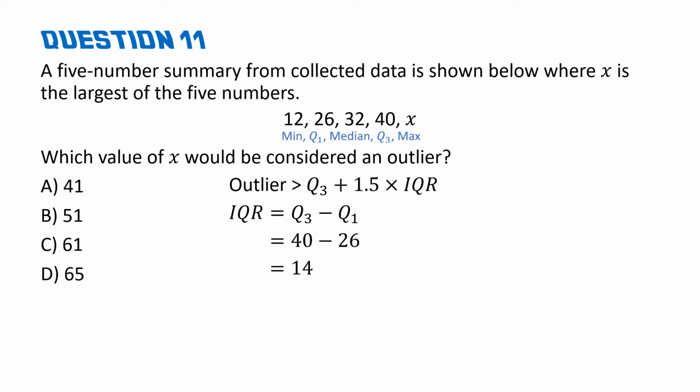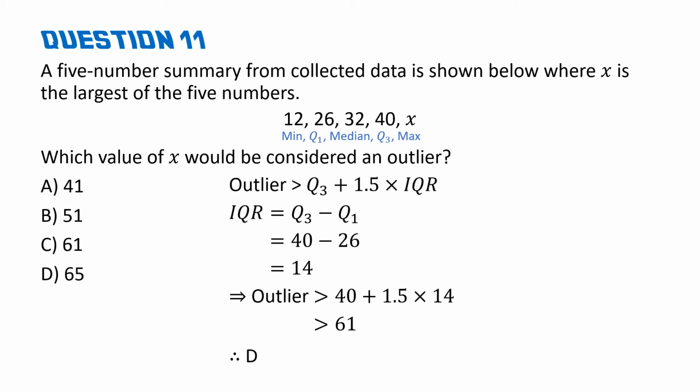So now we can work out our outlier is going to be greater than our third quartile plus 1.5 times that 14. Right, so we know that our third quartile is 40, and then we're doing 1.5 times that interquartile range of 14. So that means our outlier has to be greater than 61. Which one of those 4 numbers is greater than 61? Well, it's going to be D, right? 65. 61 is not going to be an outlier because the outlier needs to be greater than 61.